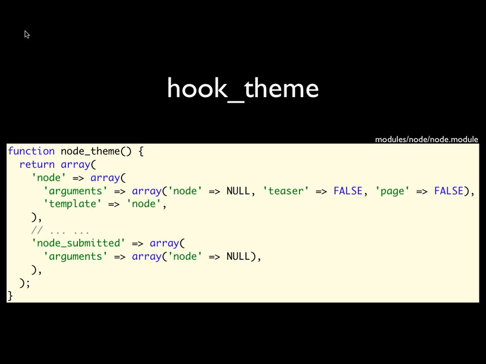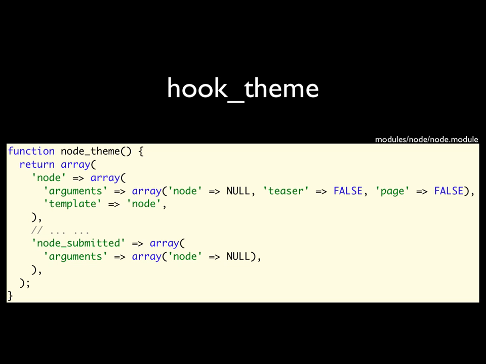If you're from the module world, hook theme is pretty common. But this is an example from the node module, which does two different things. The first part at the beginning, where it says node, sets up the node template file, telling it to look for the node.tpl.php. This is really how template files are set up from the module layer. The theme engine would go look for the node.tpl in the node module, and if a theme then overrides that, the theming engine handles all of that automatically.